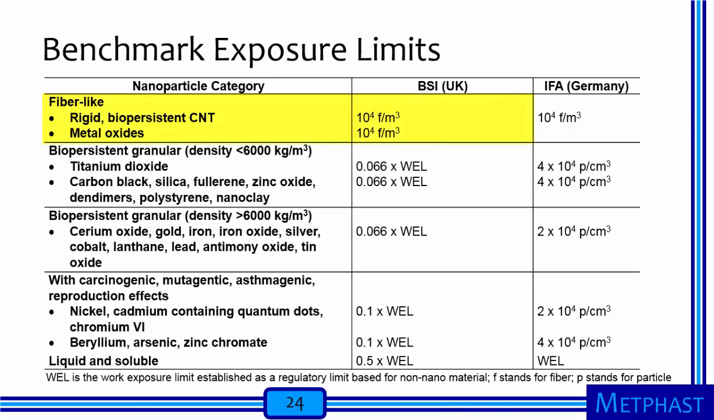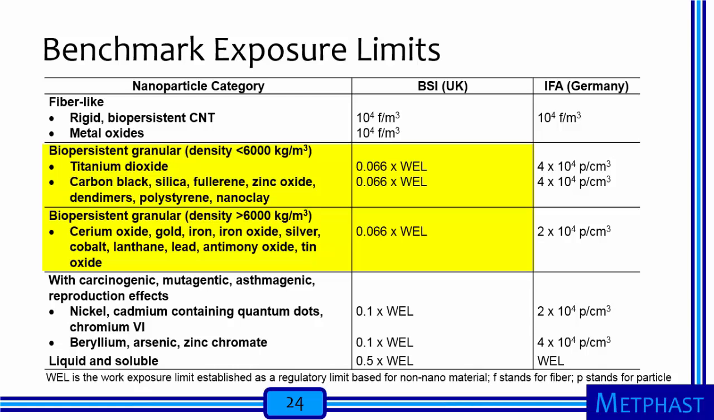First, there is the fibrous category, defined as an insoluble nanomaterial with a high aspect ratio, that is a ratio greater than 3:1 and a length greater than 5,000 nanometers or 5 micrometers, which is assigned a BEL of 0.01 fibers per cubic centimeter. And this is 1/10 of the asbestos OEL prescribed in the US and elsewhere. In the second and third rows, the OELs for biopersistent granular materials are shown for density less than 6,000 kilograms per cubic meter and greater than 6,000 kilograms per cubic meter.